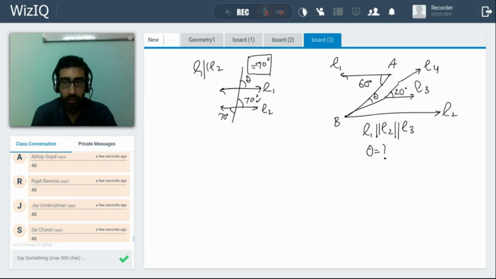If L3 is parallel to L2 and this L4 is a straight line, and this angle also comes out to be 20, corresponding angles. This is equal to 20 degrees. And since the whole, we just discussed, if this angle is 60, then as a Z, the complete angle is also 60, out of which this one portion is 20. Theta would have to be the remaining portion, equal to 40 degrees.